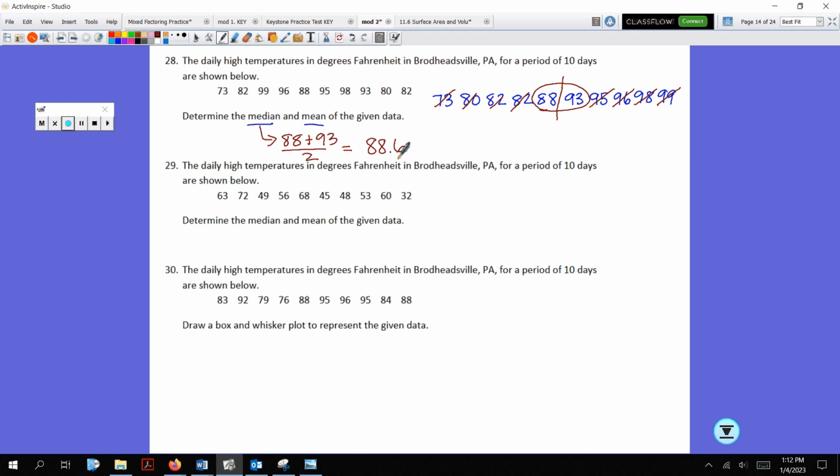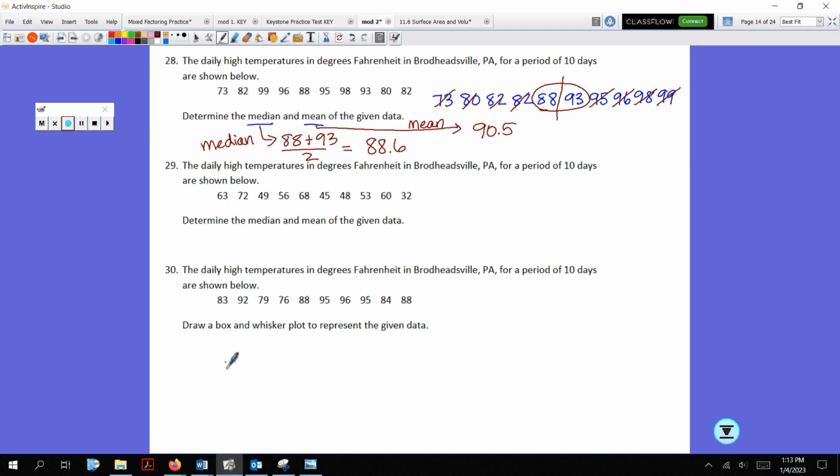For the mean, you're going to add all the numbers and divide by how many there are. So for the mean for this set of data, I got 90.5. All right, this is the mean, and this is the median.